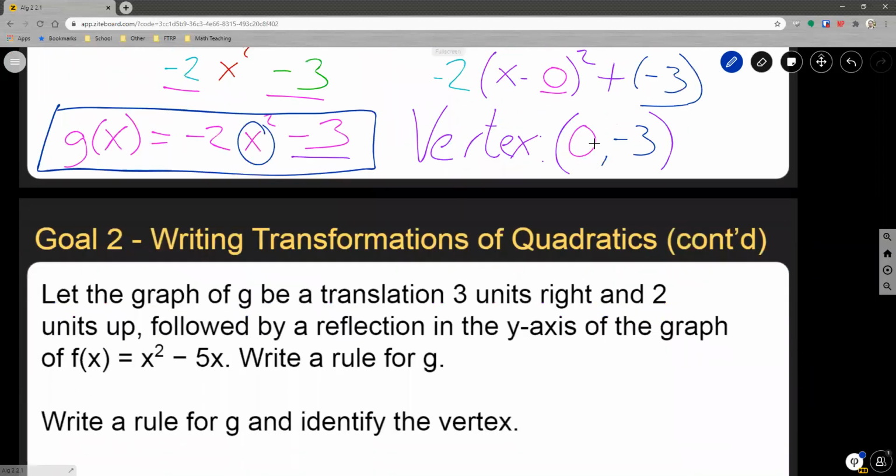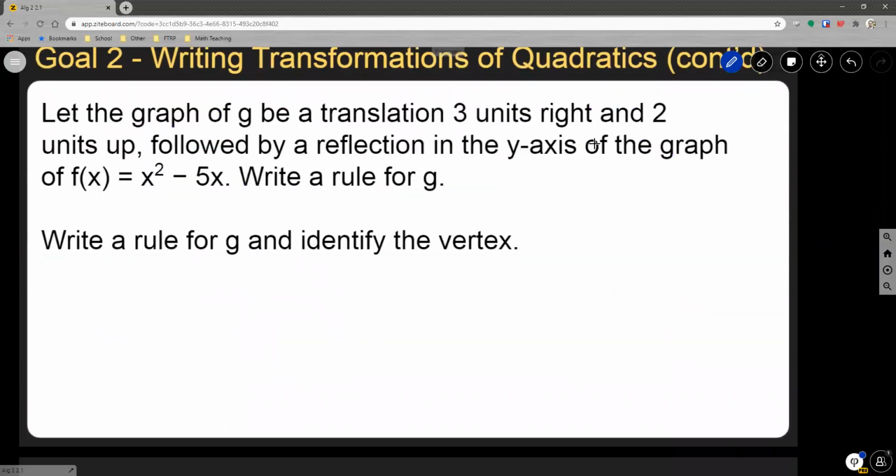All right, one more to go. This one's a little bit different. It's a more complex graph that we're modifying, but the same idea works. Let the graph of g be a translation 3 units to the right and 2 units up. So I've got 2 translations followed by a reflection in the y-axis. So the y-axis means it's reflecting over the vertical axis. So that's going to be a little bit different, but we can calculate this out too, no big deal.